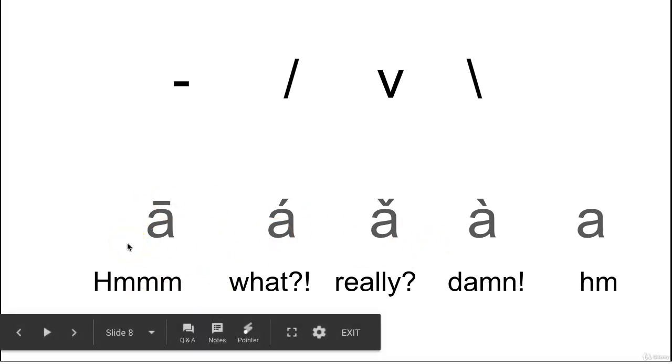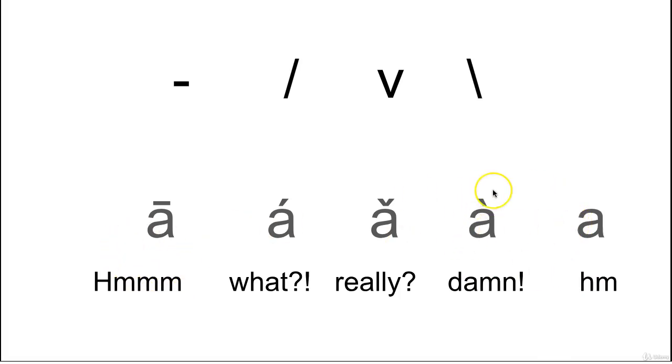We said the first one is this, the second one is this, the third one is this, and the fourth one is this. But the last tone is a little tricky, which is just a shorter form of the first one.